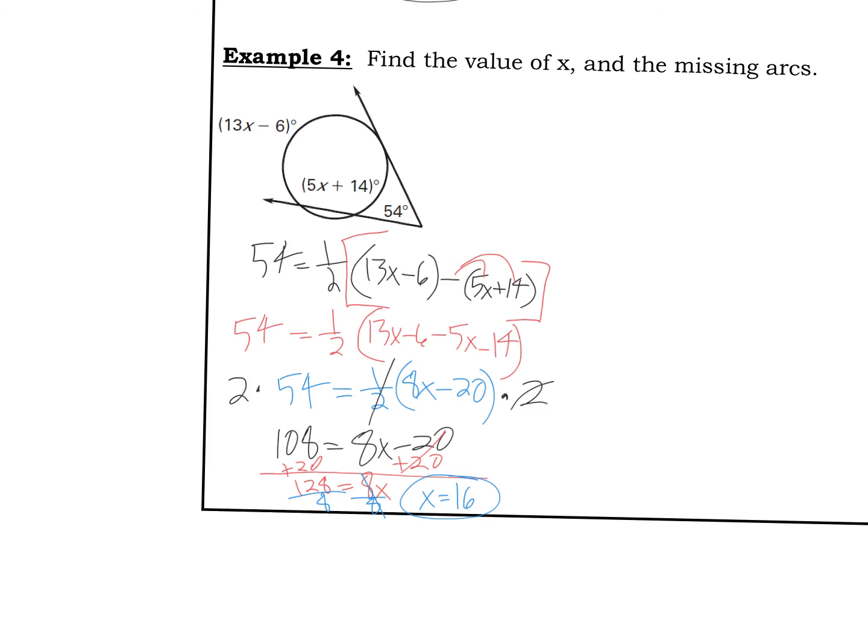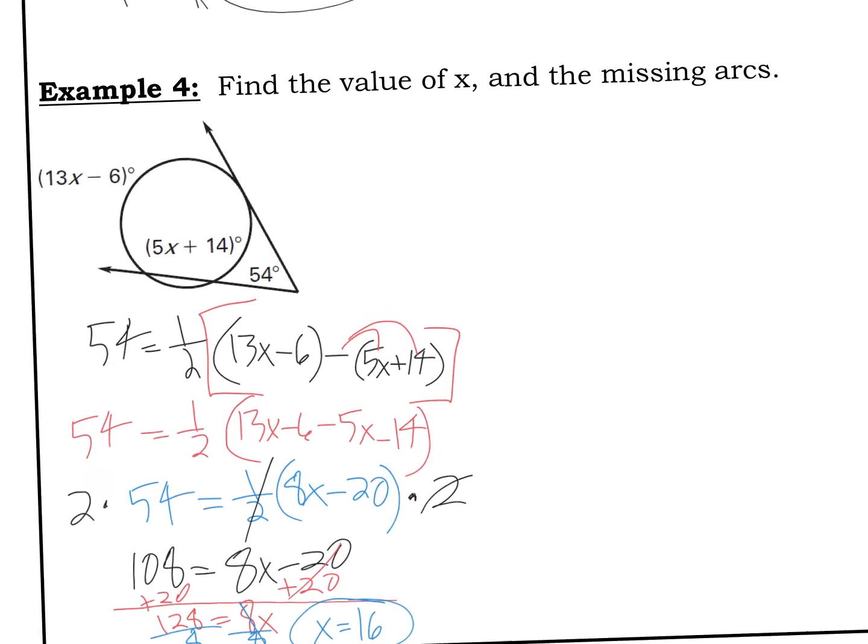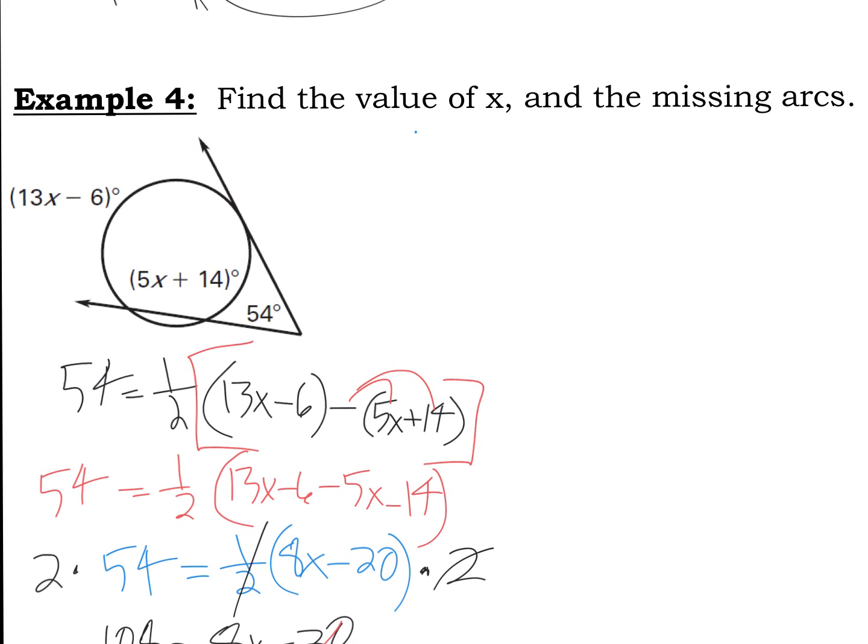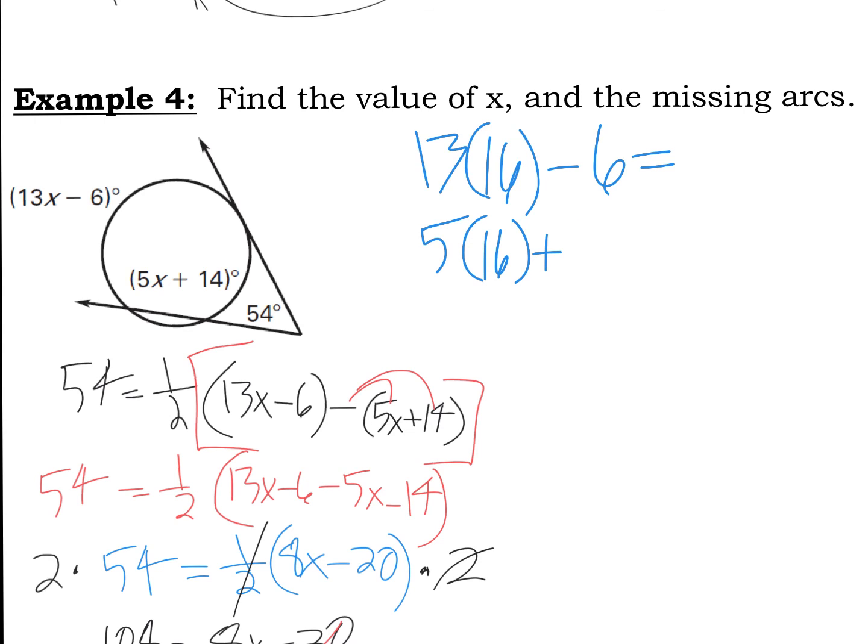So what I need to do now is just take that 16 and plug it back in. So 13 times 16 minus 6, and then I'm going to do 5 times 16 plus 14. So 13 times 16 minus 6 is 202 degrees. 5 times 16 plus 14 is 94 degrees. And so now I found x and my 2 arc measures.